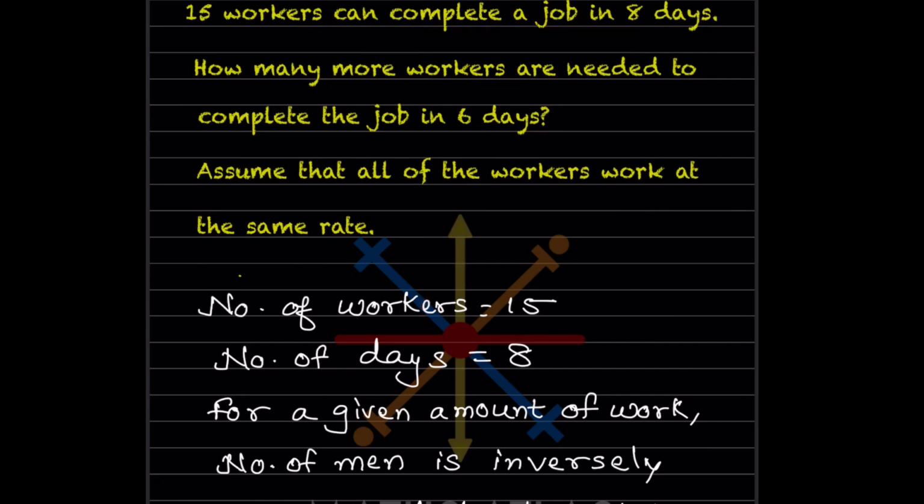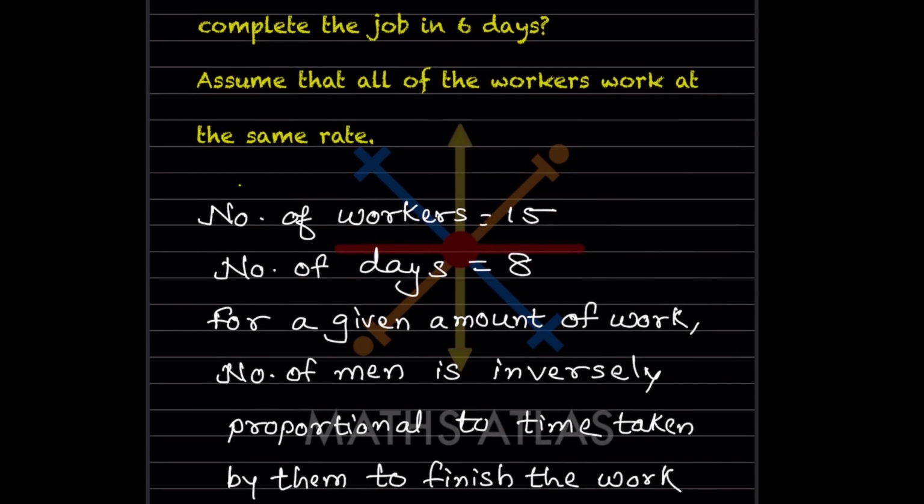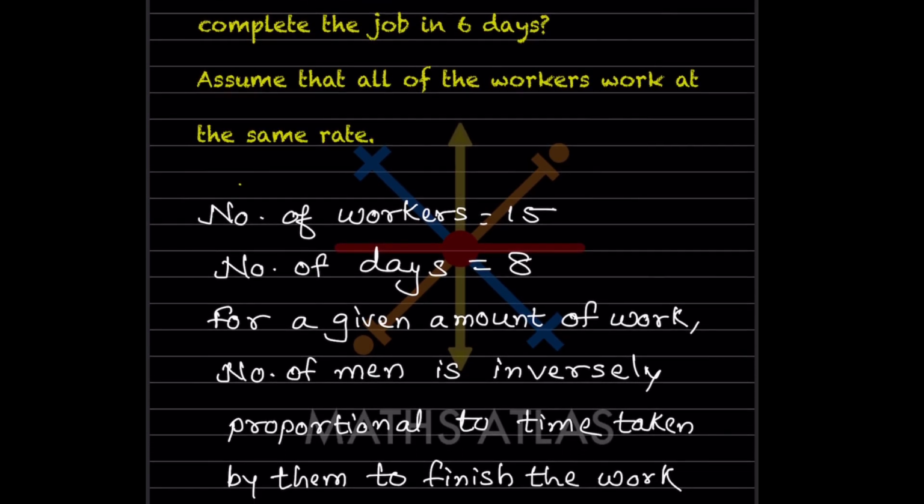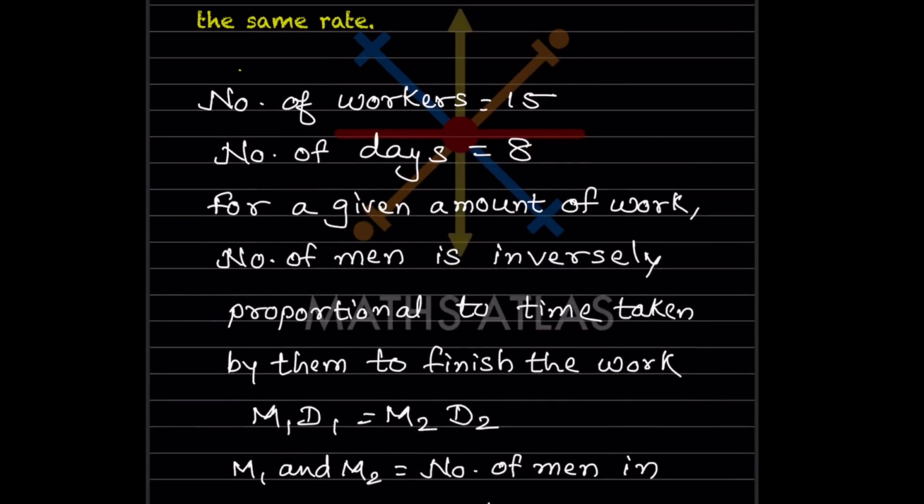The workers and the number of days are given. The rule for this is that the number of men is inversely proportional to the time taken, because these workers we can consider as men, and the number of days is the time taken by them to finish the work. So this is the formula we are going to use: M1 into D1 is equal to M2 into D2.